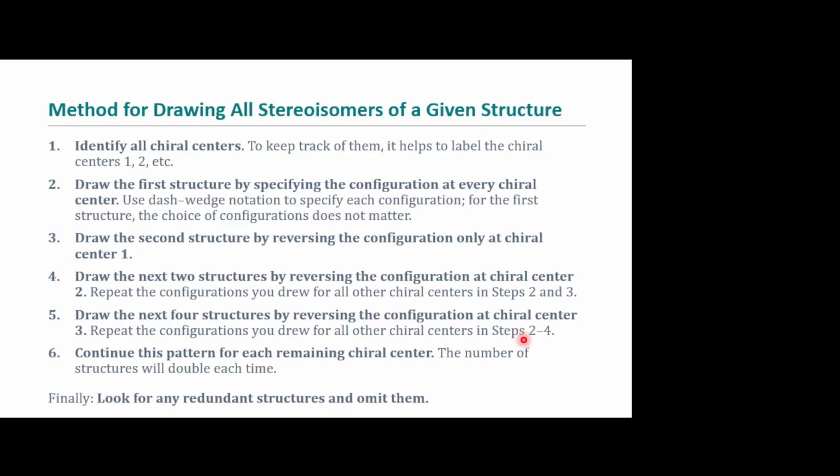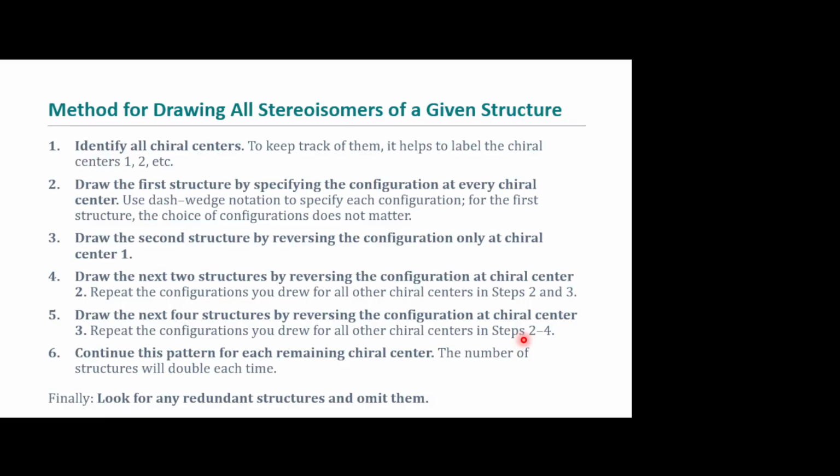And then you're going to do the same thing for the next 4 structures by reversing the configuration for your next center. And you'll keep doing that till you run out of chiral centers. Okay? That will do all of the possible 2 to the n power, right? And so now I have my 2 to the n powers. All of those are done.